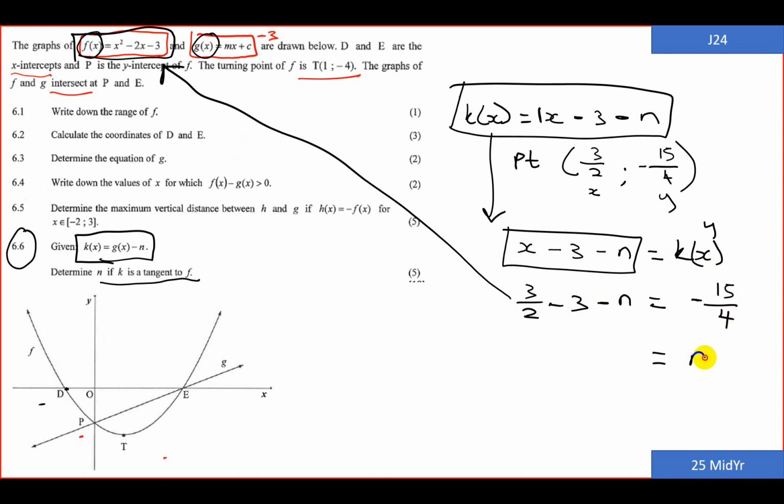Take minus n onto the right, becomes a plus n, and then we got 3 over 2 minus 3 plus 15 over 4. And if we actually work that out with a calculator, we will get an n value of 9 over 4. Or we could say n is equal to 2.25. And that is how we work out the value of n.